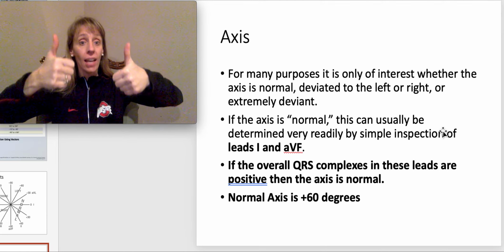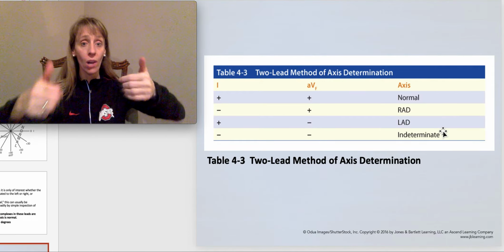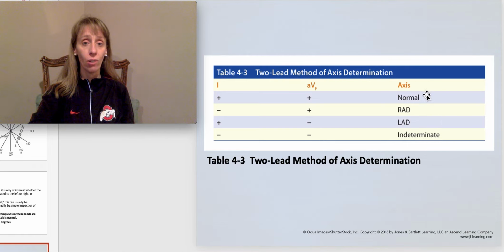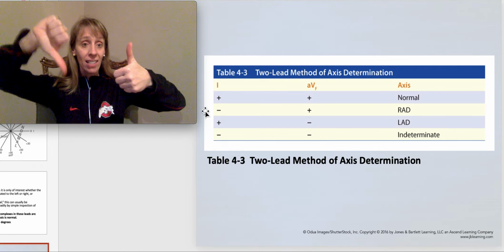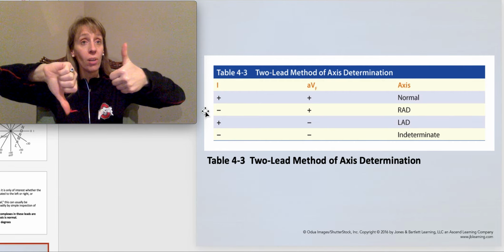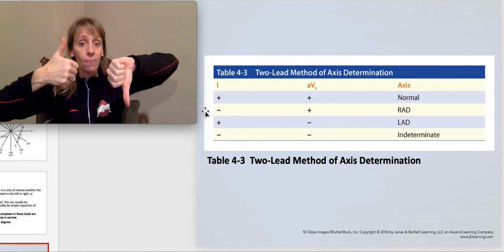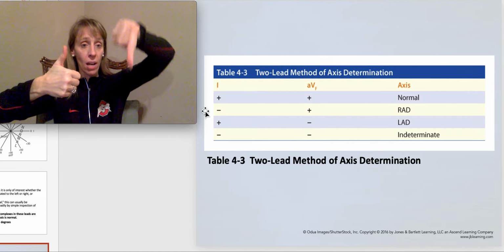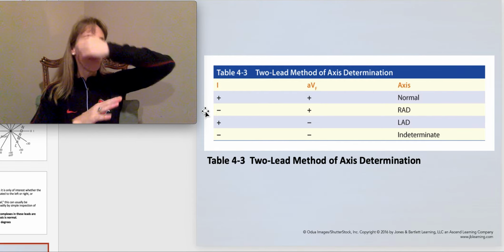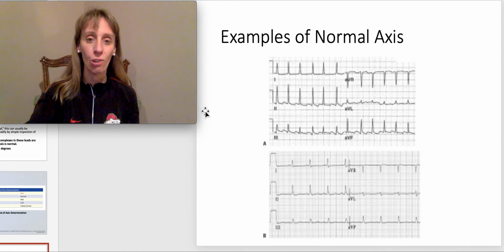However, if one of them is negative, then we're going to drop to a different quadrant, right? So positive lead 1, positive AVF, we're in the normal quadrant. If lead 1 is now negative and lead AVF is positive, we're going to be shifted to what we call right axis deviation. If it's the inverse and your lead 1 is positive and your AVF is negative, it's shifted to the left axis deviation. Easy one. If both are negative, right, it's flipped up to the indeterminate extreme axis deviation.